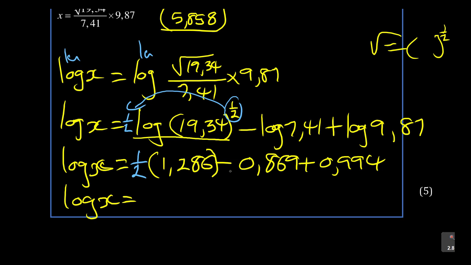Bracket, and then 1.286. Minus. Bracket minus 0.869. Plus 0.994. 0.994. Then tell me the answer you get. I get 0.768, right? This is the final now.